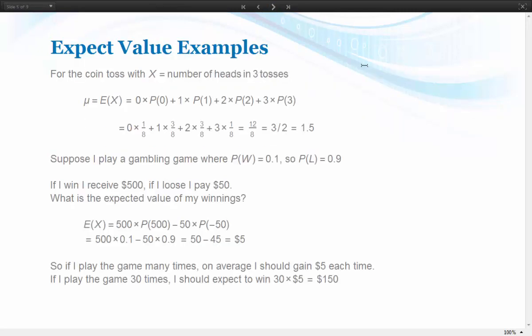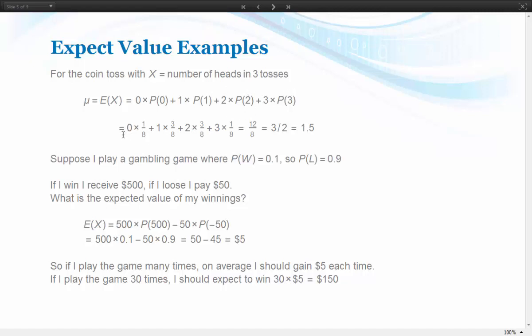Let's look at an example. For the coin toss, where the random variable is the number of heads in 3 tosses, we compute the expected value of the number of heads as the product of the value times its probability added up over all the cases. That is 0 times the probability of getting 0, plus 1 times the probability of getting 1, plus 2 times the probability of getting 2, plus 3 times the probability of getting 3.